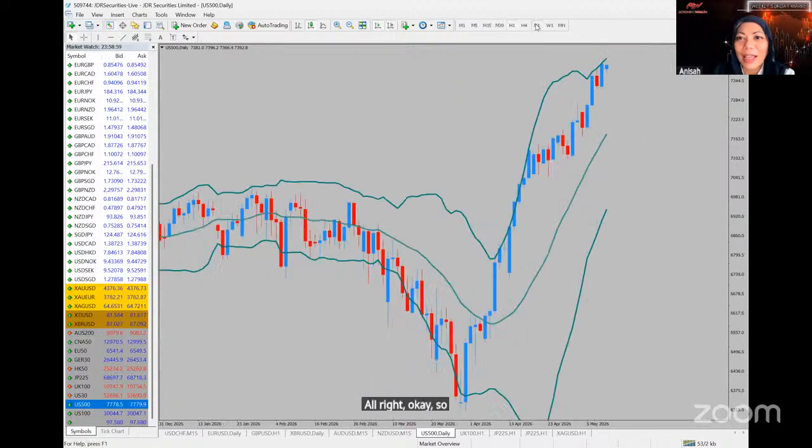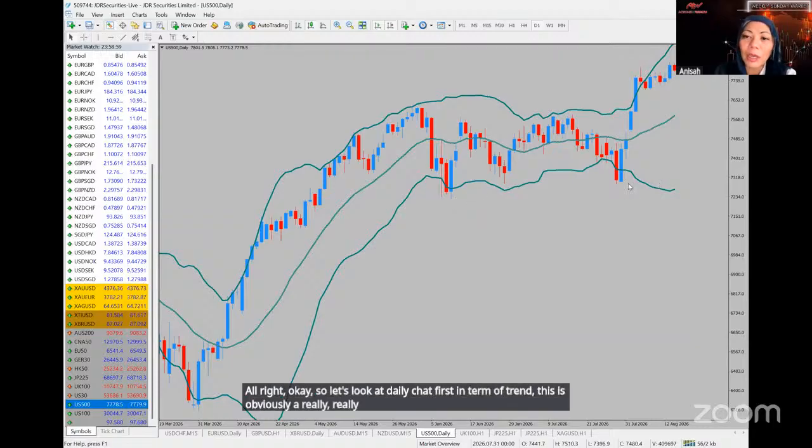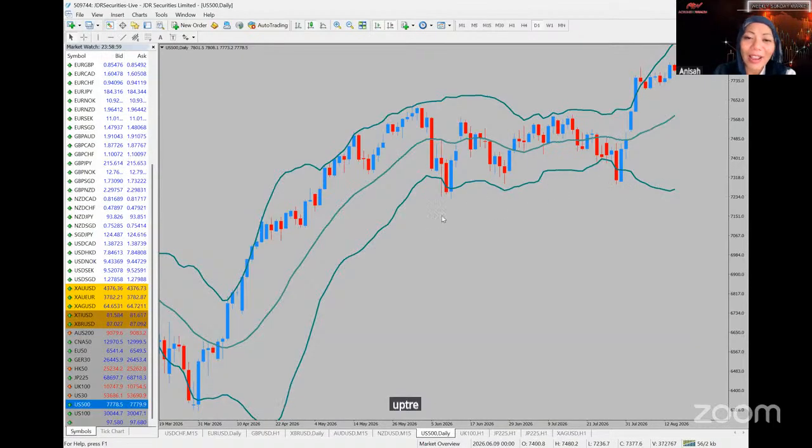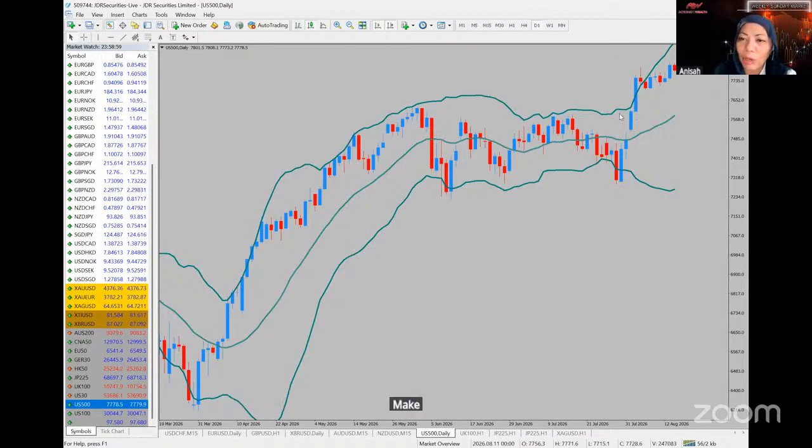All right, so let's look at the daily chart first. In terms of trend, this is obviously a really, really good uptrend. Why did I say really, really good? This is one good trend, and then it has a bit of correction. It's taken a breather and it just made a new move. So highly likely this uptrend will continue. Overall it's an uptrend, and this is the daily chart as the primary trend.